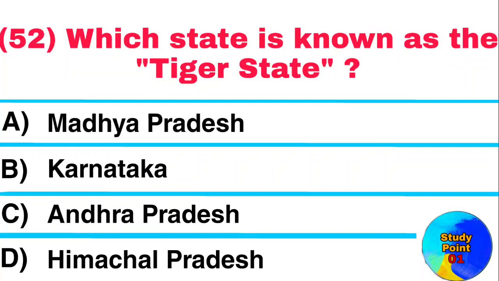Question. Which state is known as the Tiger State? A. Madhya Pradesh, B. Karnataka, C. Andhra Pradesh, D. Himachal Pradesh. Answer. Madhya Pradesh.